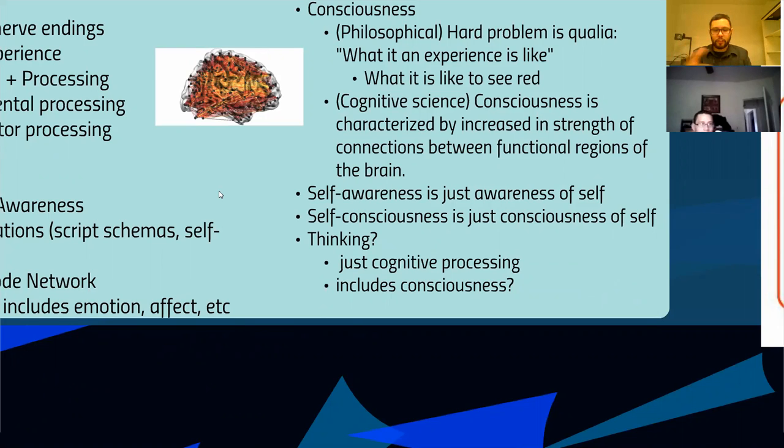So awareness of self is just integrating that self into the model of awareness that you have. Self-consciousness is just integrating the self into the model of consciousness that you have. So imagine I'm shooting free throws. I'm trying to sink free throws at a basketball hoop. I'm in the zone, and then someone comes in to start watching me. And now I'm not just shooting the free throw, but I'm also thinking about what this person is thinking about me. And so now there's other things involved in my cognitive process.